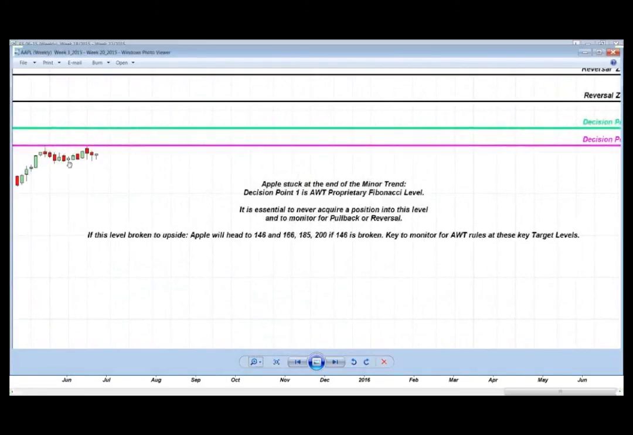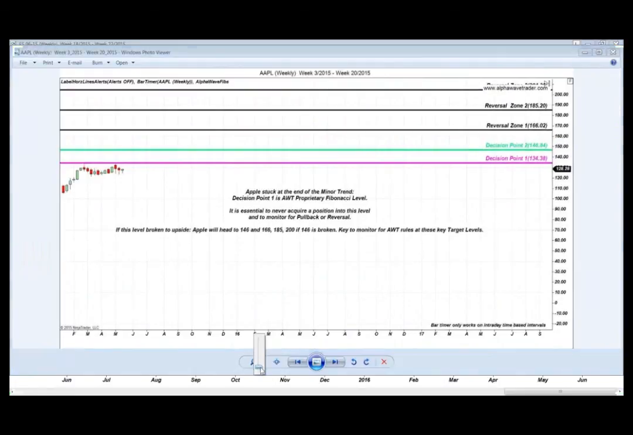Never, ever enter into this level. And where is Apple heading to next? This level is broken. Apple is heading to 146.84 and 166. Every level is Fibonacci target. At every level, you must monitor for the rules to see if you need to exit your position.